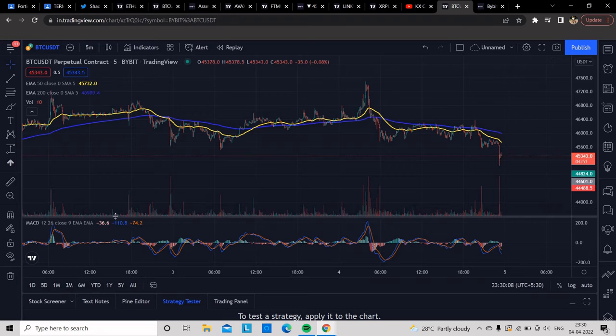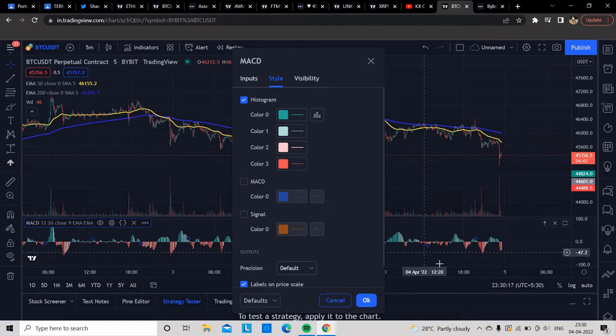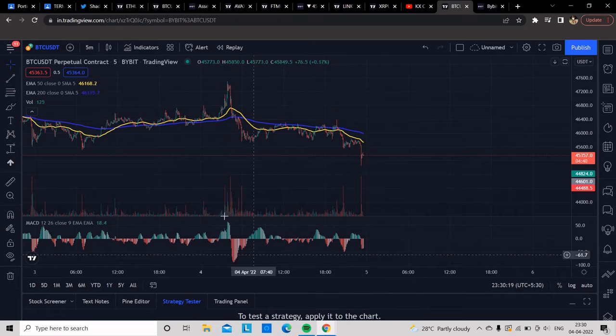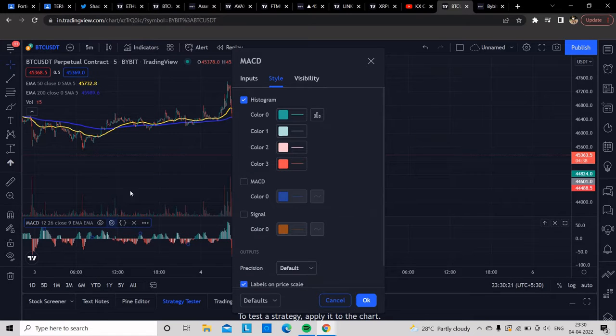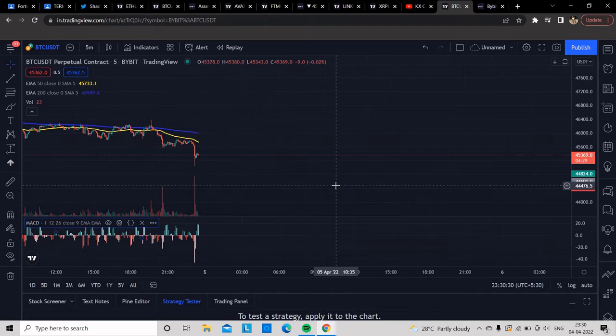For the MACD also, we'll be making small changes to it. So we just need the histogram. We don't need the MACD and the signal line, so just click those off. So we just have the histogram with us. The next change that you have to make for the MACD is we won't be using the 5-minute chart for it. We'll be using the 1-minute chart of the MACD.